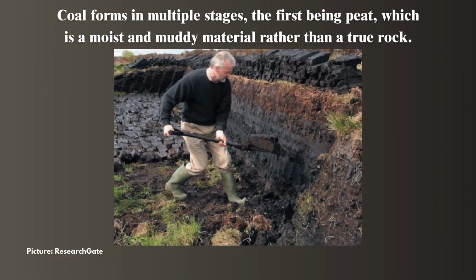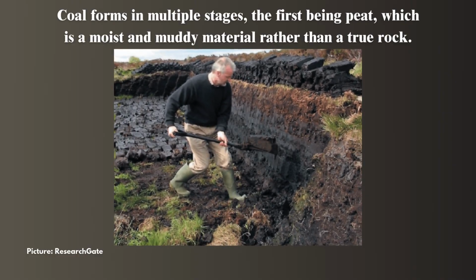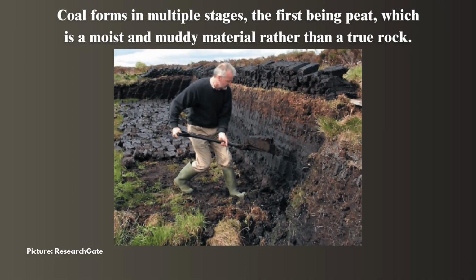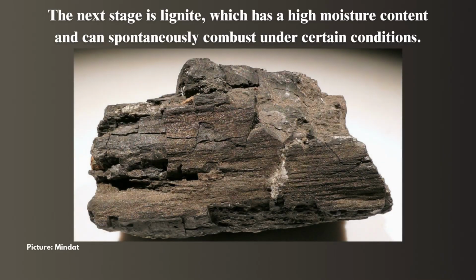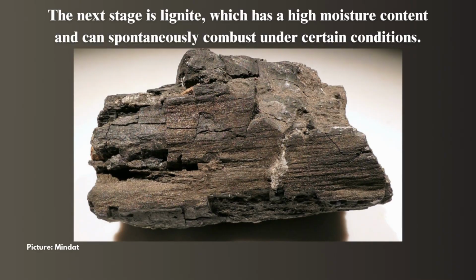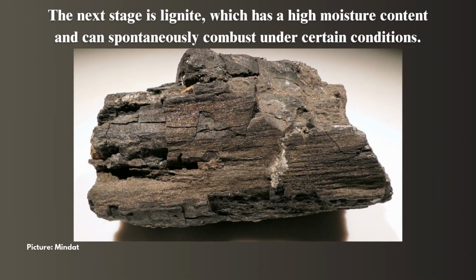Coal forms in multiple stages, the first being peat, which is a moist and muddy material rather than a true rock. The next stage is lignite, which has a high moisture content and can spontaneously combust under certain conditions. That's why I don't have lignite, because it's probably best not to have that living on the kitchen table.